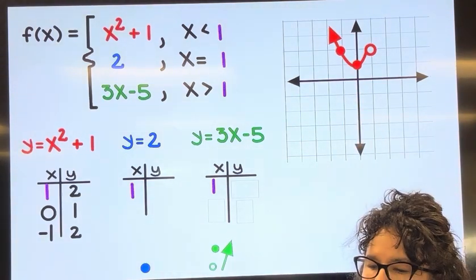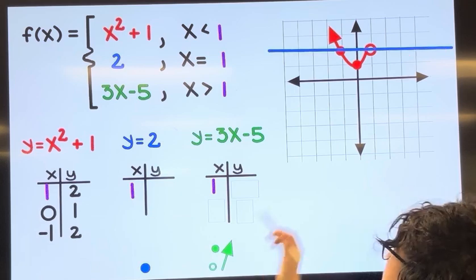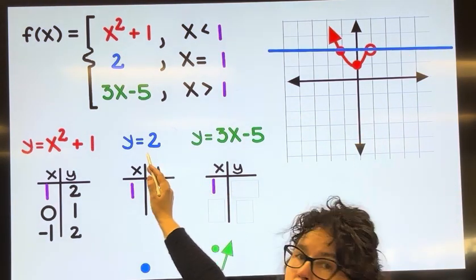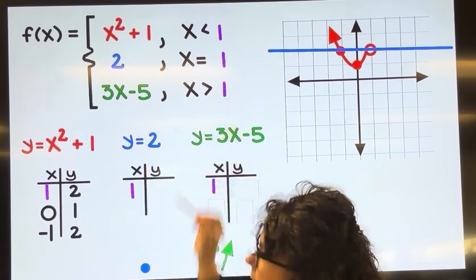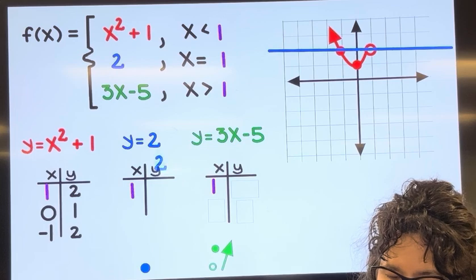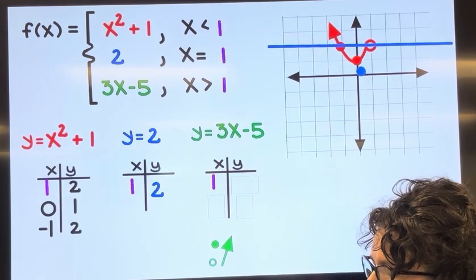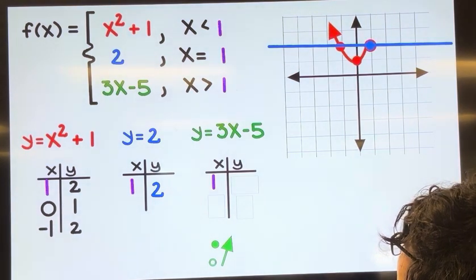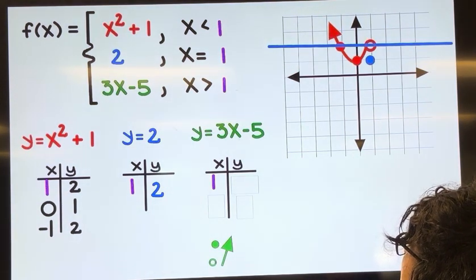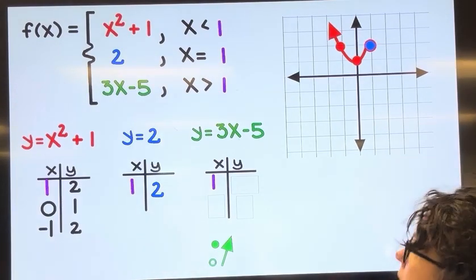Now y equals 2 is a line that slices through the y-axis at 2, but we're only going to keep it at x equals 1. So the only point we're going to keep is 1, comma 2. Now notice when I keep this, see how it's plugging up that open hole? So that open dot just became a closed dot, and we're getting rid of all of that.